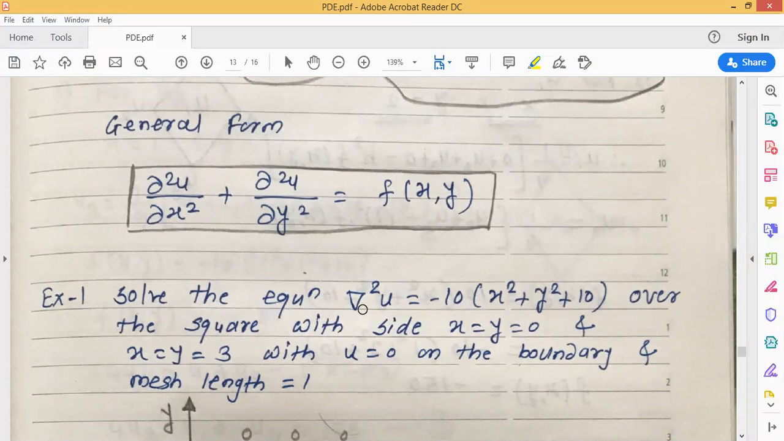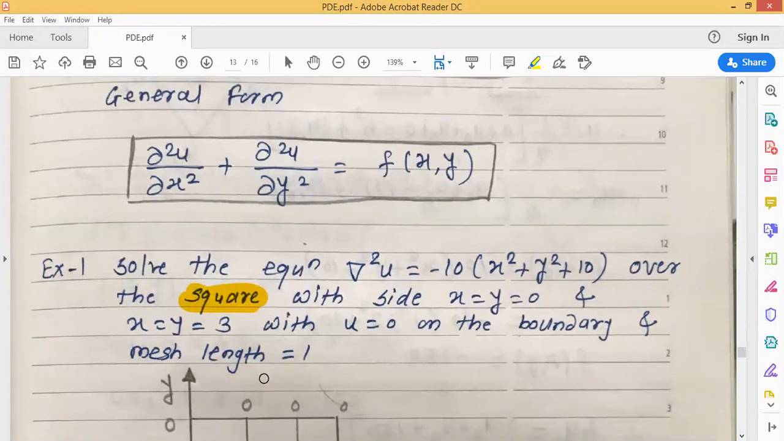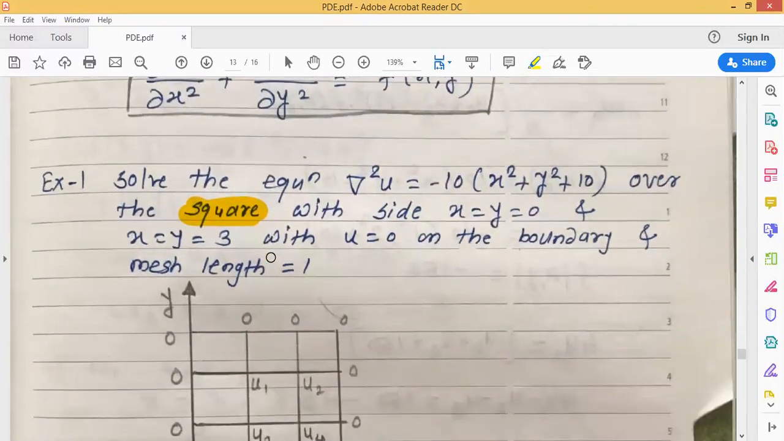Solve the equation del square u equals minus 10 times (x square plus y square plus 10) over the square mesh. Which type of mesh is there? There is a square mesh with x and y starting from 0 and ending at 3, with u equal to 0 on the boundary, and mesh length is 1. From the given data, I have to draw the mesh.